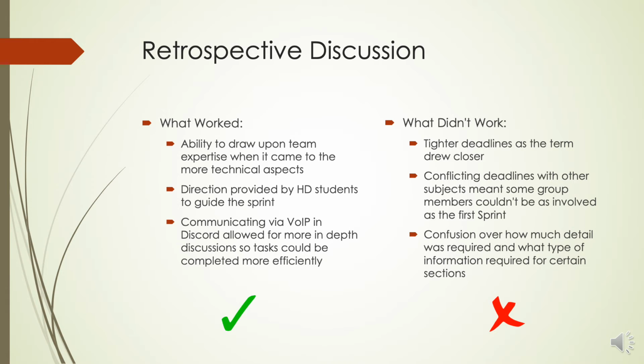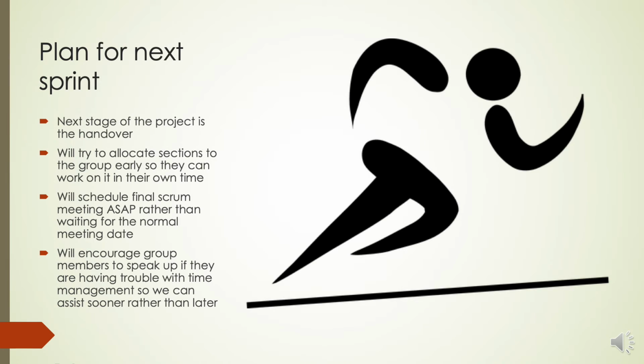The final issue faced during the sprint was initial confusion over which sections of the technology stack required which information, and specifically how much detail was required. The next stage of the project is the project handover. During this stage, all project documentation and communication will need to be compiled into a report to present to the coordinator. For this task, we will try to allocate sections to the group early on so that they can work around their other deadlines. We will also schedule the final Scrum meeting earlier than normal so we can discuss any issues and encourage group members to let us know as soon as possible if they are going to be able to deliver their sections or if we should reallocate the work.